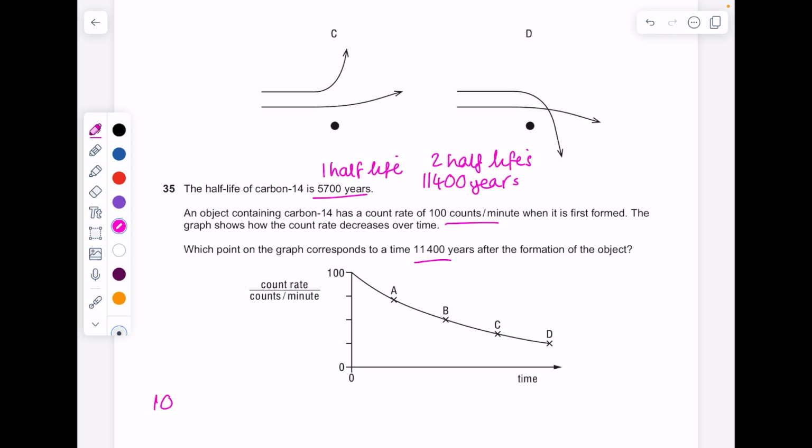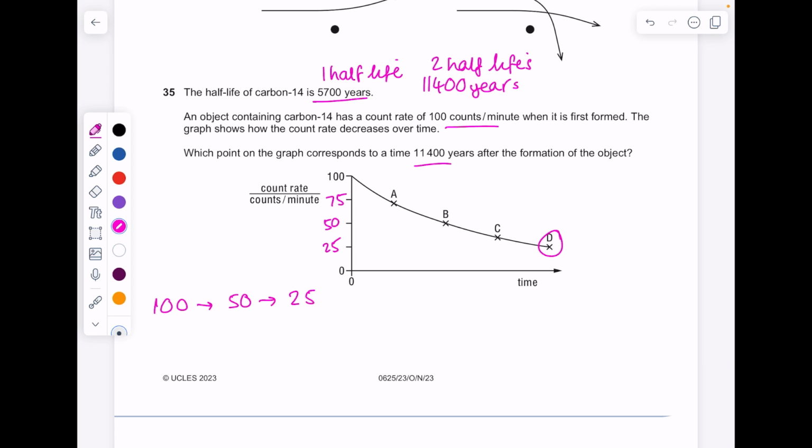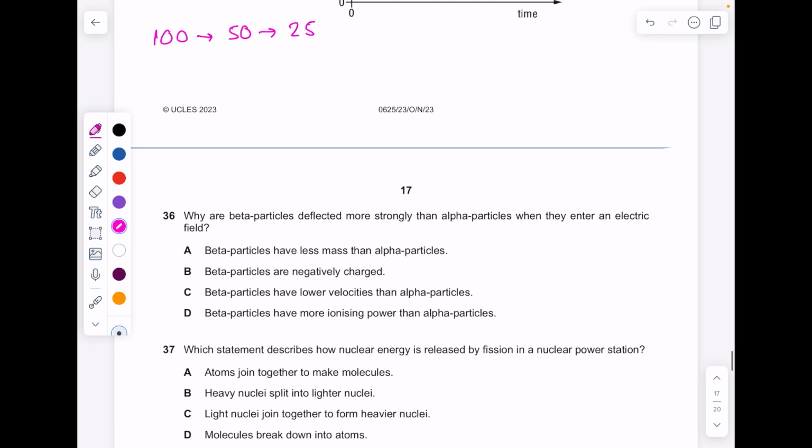So if you start at 100 counts per minute, after 1 half-life you'll be left with 50 counts. After the second half-life, you'll be left with 25. So if we add labels here, just make sure it corresponds. We need 25 counts per minute left, which is why the answer is D.